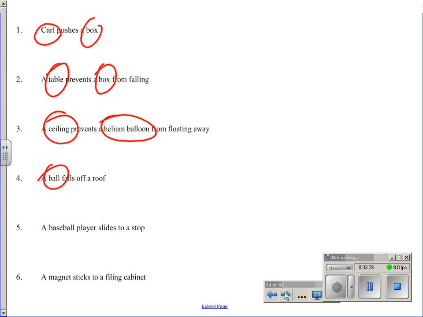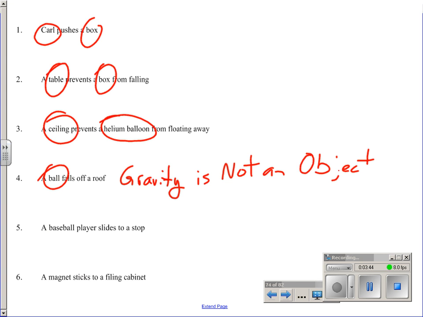So why is the ball falling? And the answer is because of gravity. So a lot of people then will say, oh, well, your second object then is gravity. But the problem is that gravity is not an object. Okay, so we can't count that as our other object. So now we've got to figure out, where does gravity come from? And the answer is the Earth. It's the Earth's gravity that pulls the ball down.